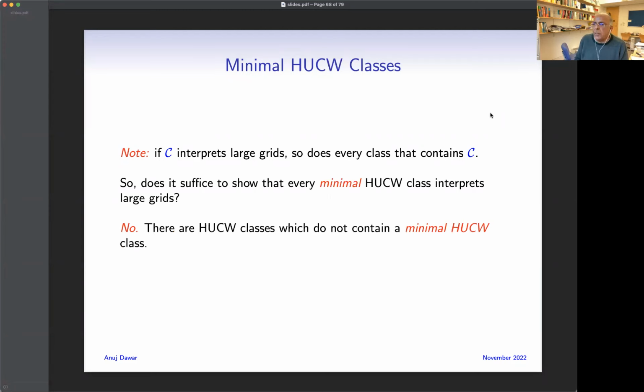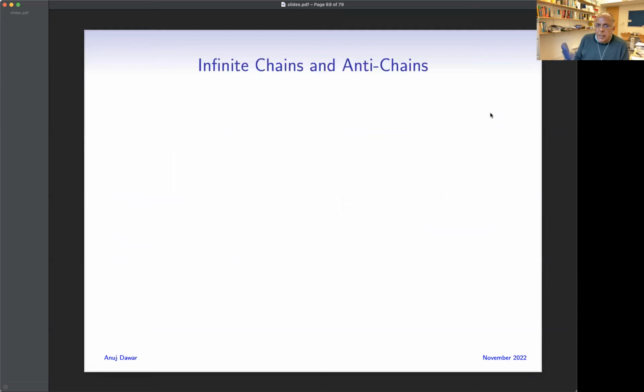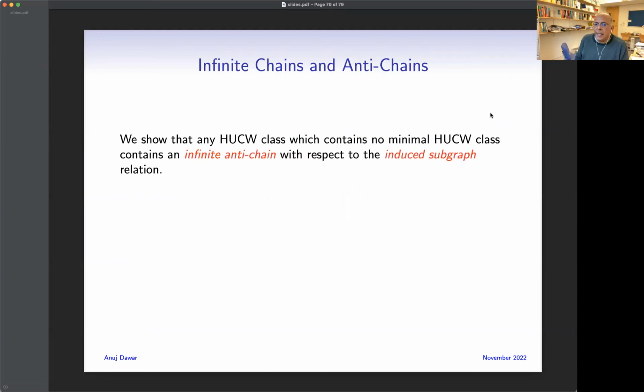Because there are classes which are hereditary of unbounded clique width, but which don't contain within them any minimal such class. In other words, you will have an infinite descending chain inside of hereditary classes of unbounded clique width. So it turns out that these infinite descending chains are related to infinite anti-chains. This is something we show with respect to the induced subgraph relation. So any hereditary class which contains no minimal hereditary class of unbounded clique width will necessarily contain an infinite anti-chain, which is, I should say, an infinite anti-chain still of unbounded clique width.